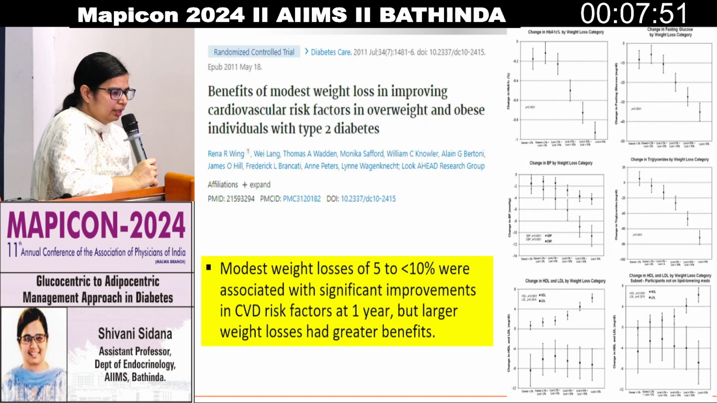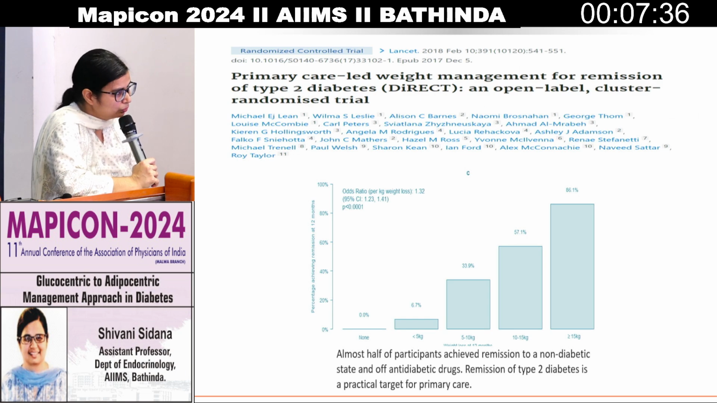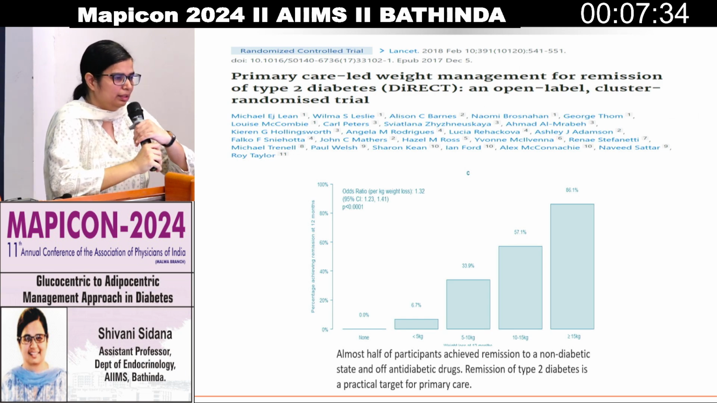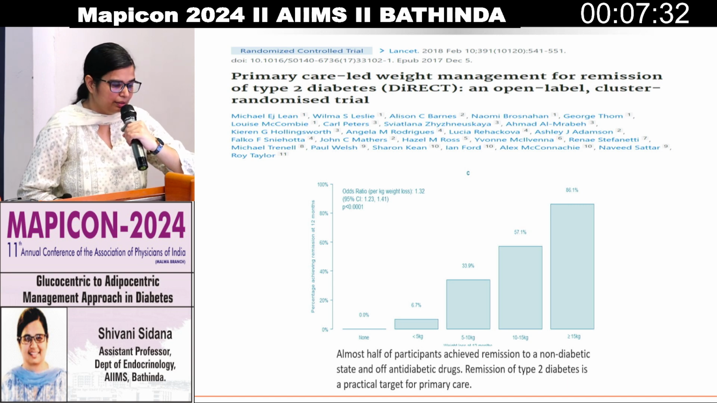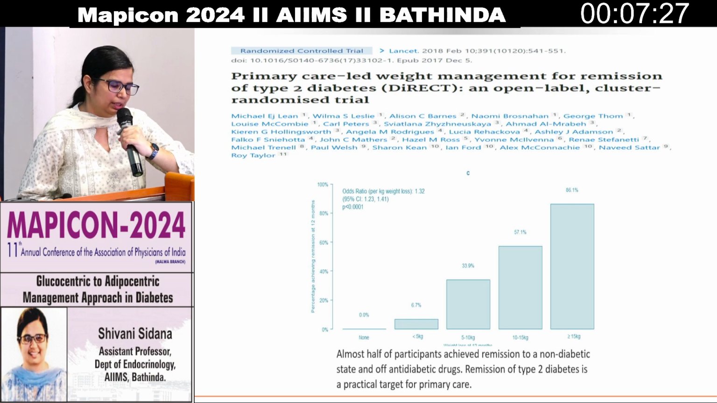So not only is the diabetes risk reduced, but the cardiovascular risk factors are also decreased with the achievement of weight loss. Even 5 to 10% of weight loss is better for cardiovascular health. So what about diet and lifestyle? The DiRECT trial has clearly shown that if the patient loses 5 to 10 kg of weight, then 50% of the patients achieve remission from diabetes.